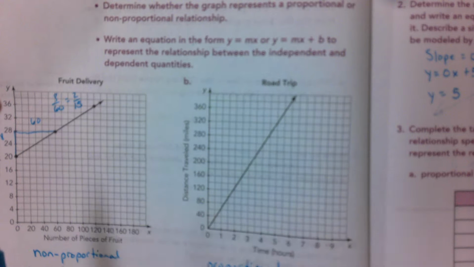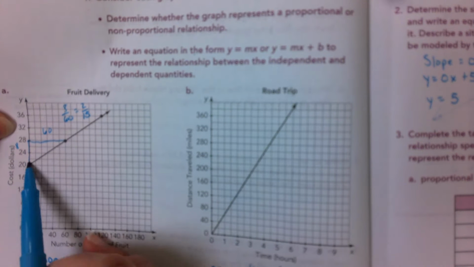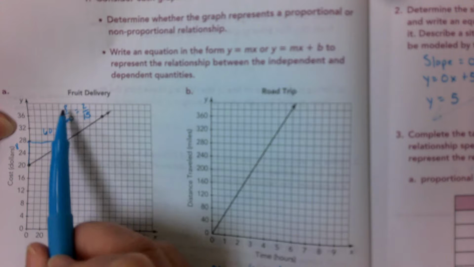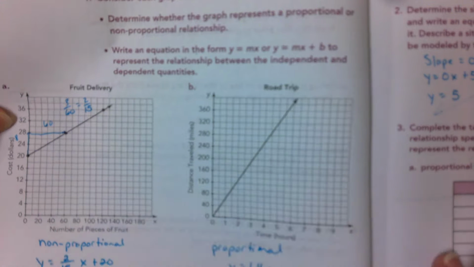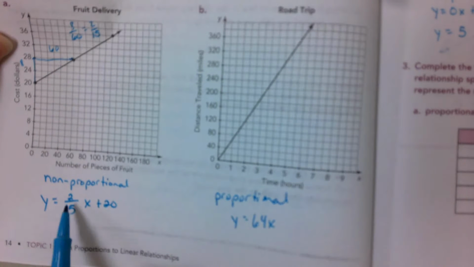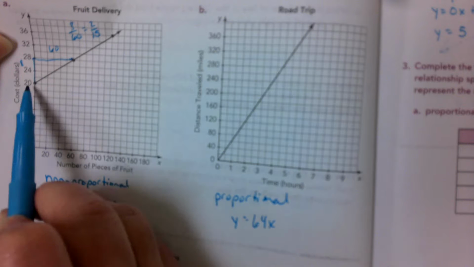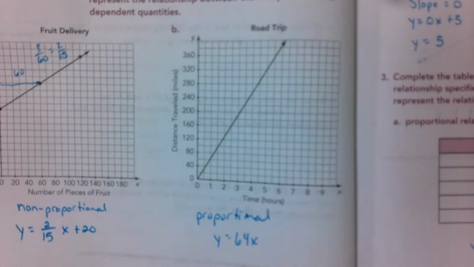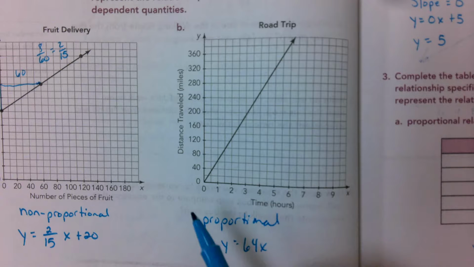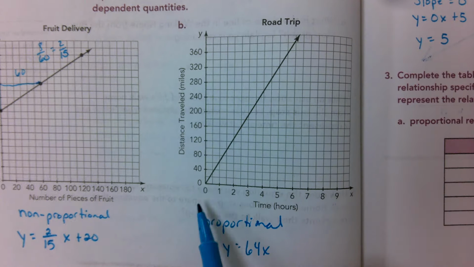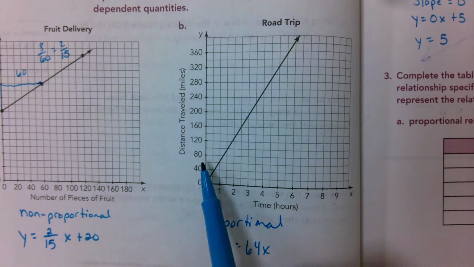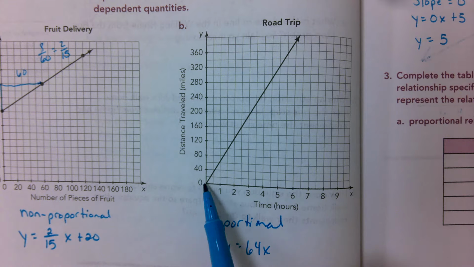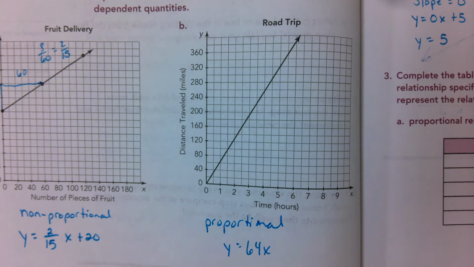Then we're going to write an equation. So you're going to need to find the slope, rise over run. Rise 8, run 60. 8/60 simplifies to 2/15. So y equals 2/15 x plus 20, where that y-intercept is. The road trip, rise over run. I've got 64, and then we are proportional, so it's y equals 64x.